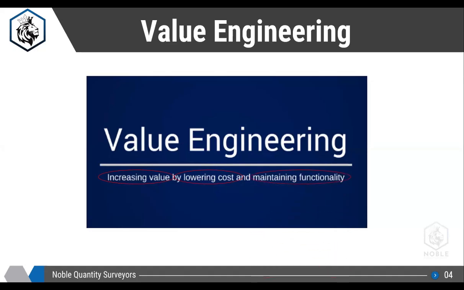The third one is maintaining the same functionality. If you're using copper pipes, you can transport the water. If you're using UPVC pipes, that is also the same function. Both pipes are used to transport the water. So that means the functionality is the same. You're lowering the cost and you are increasing the value. So this is known as value engineering.